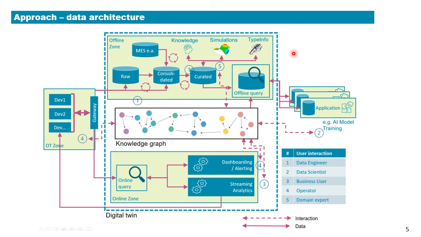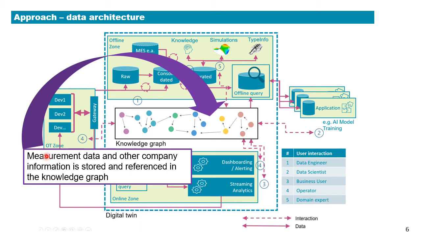In the middle, you can see the digital twin with on the top an offline zone which gathers data from the operational zone and combines it with other data sources within the company. And on the bottom hand side, the online zone which contains applications such as dashboarding and streaming analytics. In the center of all this is the knowledge graph, which is connected to the different parts of the data architecture.